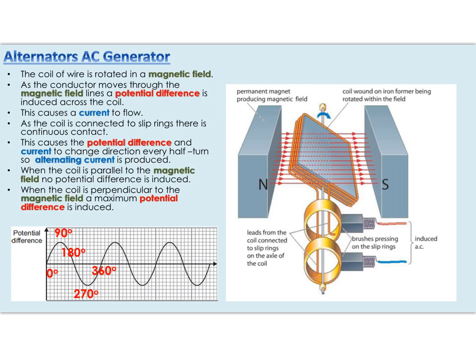So key things to take away from this is that now we're using a force to spin a conductor inside the magnetic field. That induces a potential difference across the ends of the conductor, and that causes an alternating current to flow. It's an alternating current because it's in continuous contact with these slip rings. You also need to be aware that you get a maximum potential difference when the conductor is at 90 degrees relative to the magnetic field, and when the conductor is parallel to the magnetic field, so in line with it or at 0 degrees, you get no current or no potential difference flowing through the conductor.